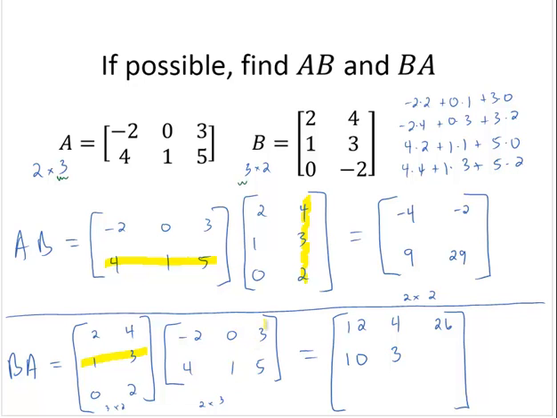Second row, third column. 1 times 3 is 3. 3 times 5 is 15. And those sum to 18.